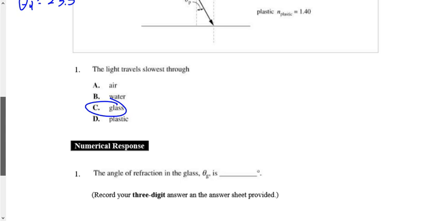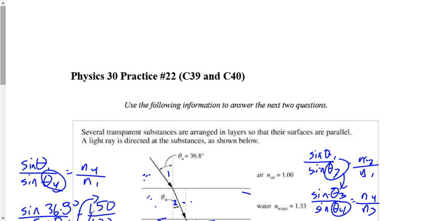Now, this is not expressed in scientific notation, so we're going to express this just as 23.5, including the decimal place. All right, let's take a look at question number 2.